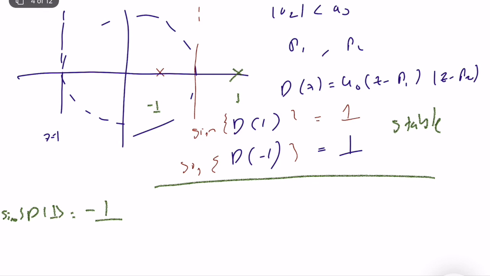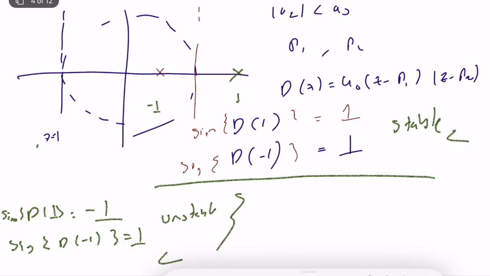If we look from this perspective, since both of the poles are on the right hand side, the sign of D(-1) is equal to 1. So what happened is, since I have an unstable pole, D(1) ended up being negative, and I know that this is unstable. This is unstable, this is stable. So let's change it again.